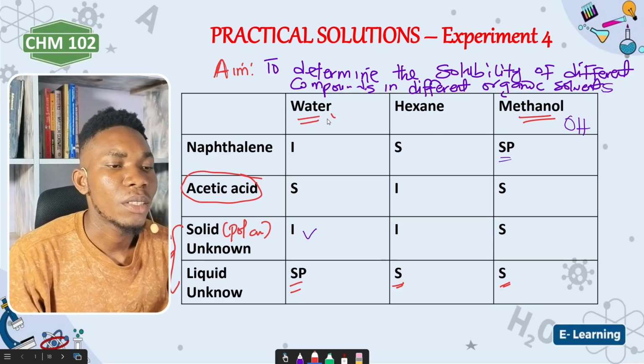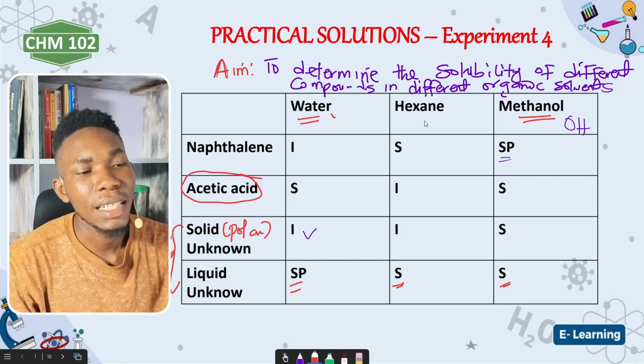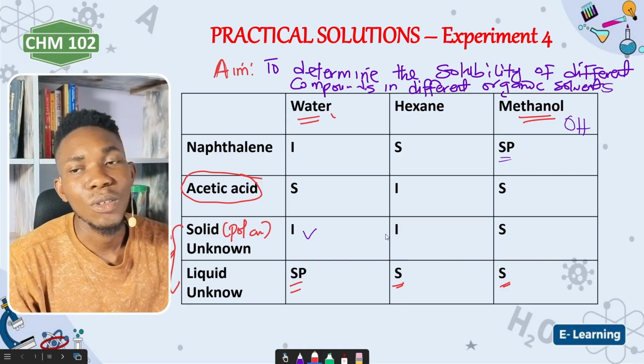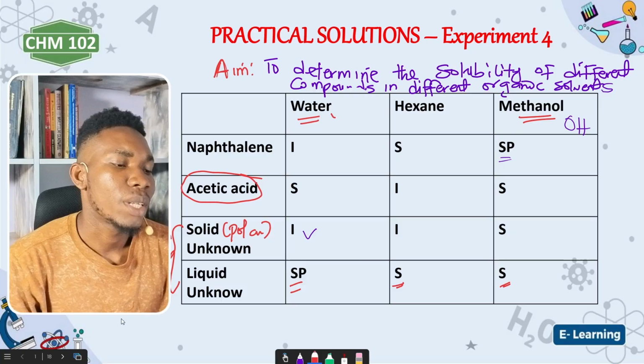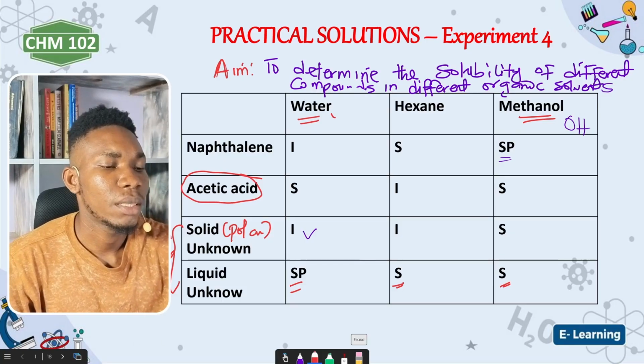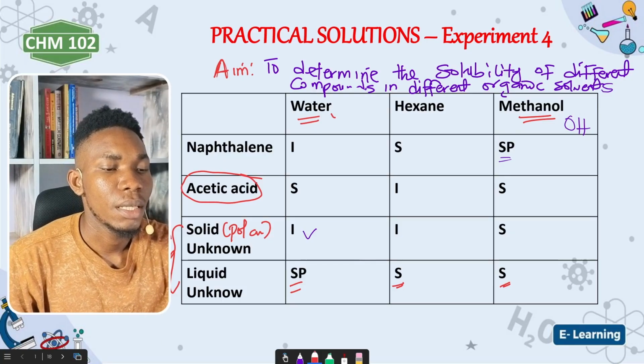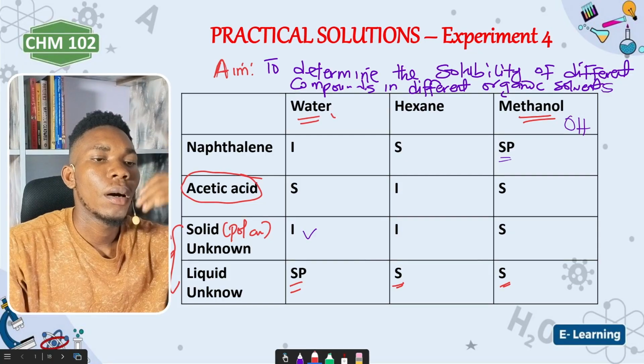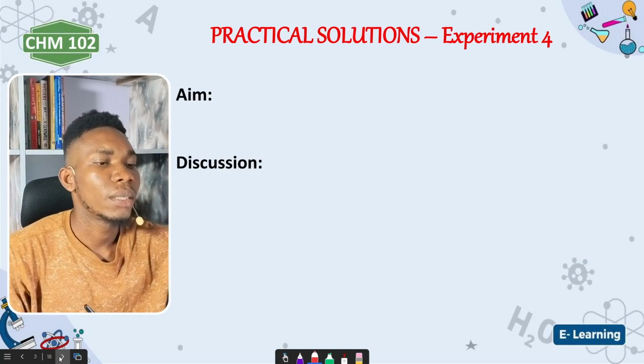Because water is a polar solvent, hexane is what? Non-polar. At least if it is soluble in one, it's supposed to be insoluble in another. Right? So that is that for this particular one. We'll see in the next one. All right. So that is that for the first one.